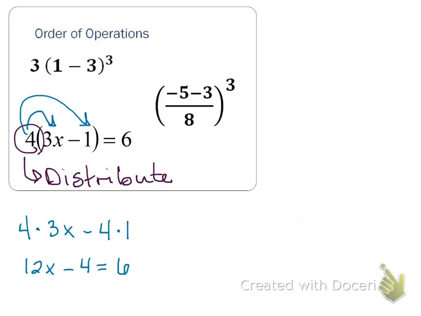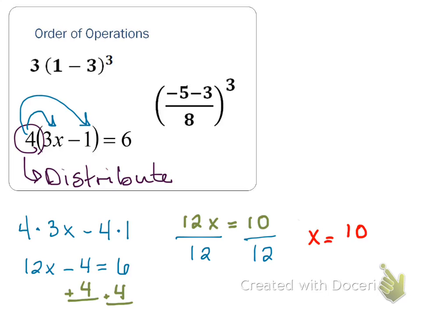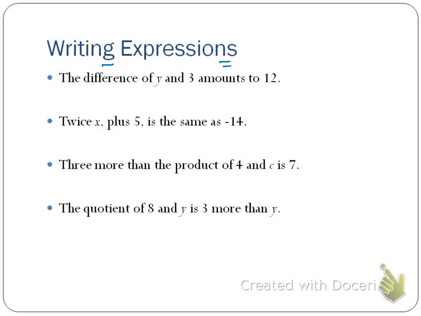From there, we want to get the x by itself and have the numbers on the other side. So we're going to do the opposite of subtracting since we have minus 4. So we're going to add 4 to both sides to cancel with the 4 on the left. So we end up with 12x equals 10. Then we divide by 12 to get x by itself. So our value is x equals 10 over 12.